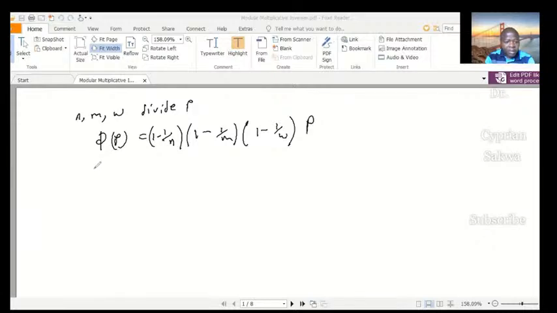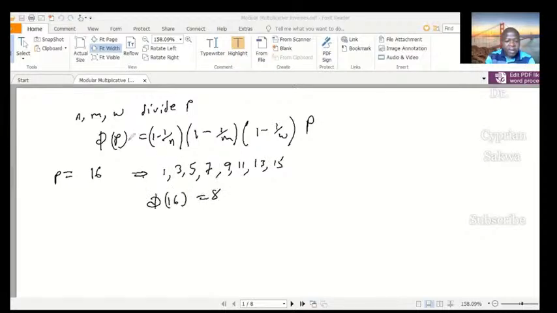For instance, if p is 16, then we mean the numbers less than 16 which are relatively prime to 16. These numbers are just 1, 3, 5, 7, 9, 11, 13, and 15. That is 8 numbers. So the Euler phi of 16 is 8.